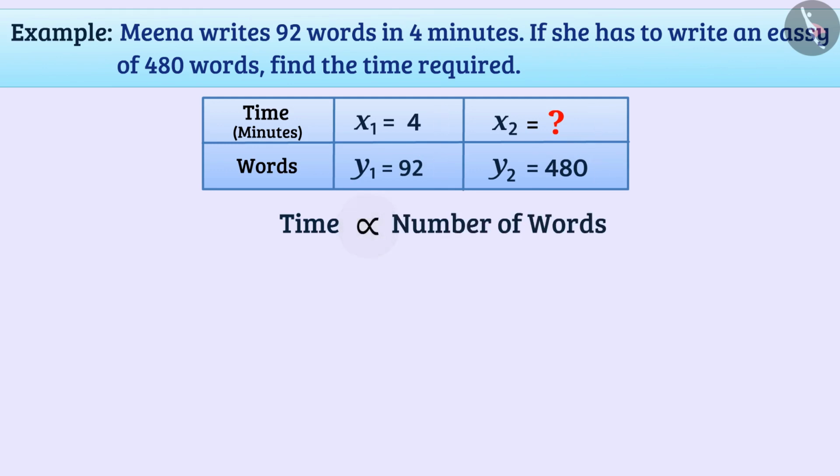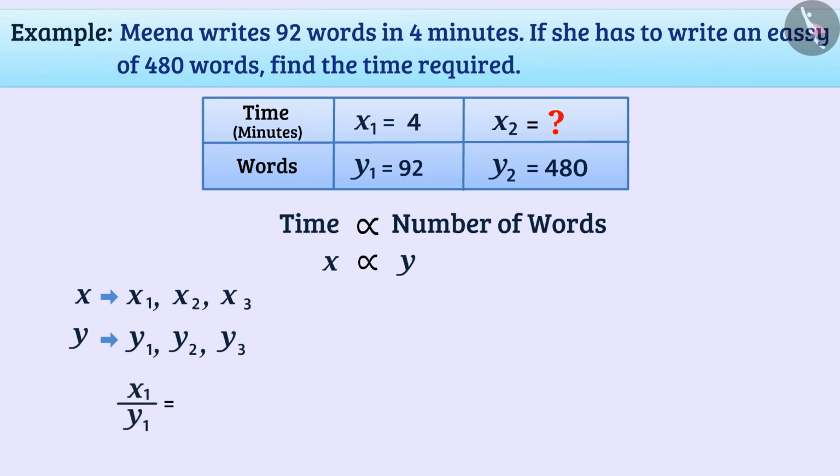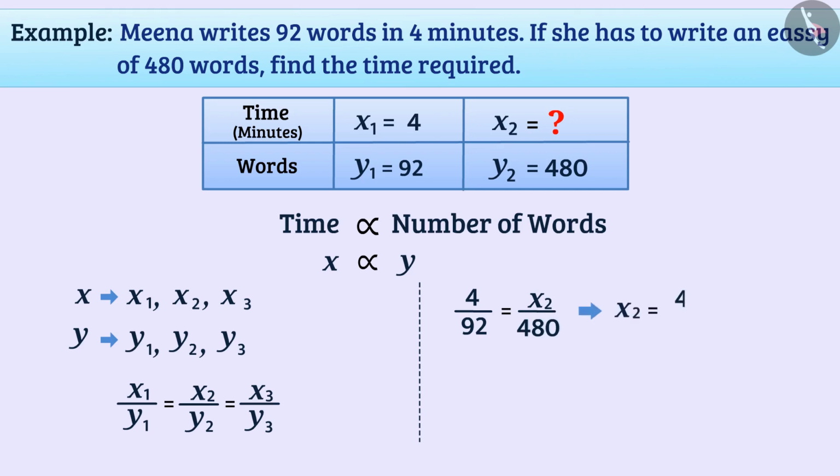In case of direct proportion, if x is directly proportional to y, then for the values of x and corresponding values of y we can write x1 by y1 is equal to x2 by y2 is equal to x3 by y3 and so on. Therefore, we can say that 4 by 92 is equal to x2 by 480, means x2 is equal to 4 by 92 multiplied by 480 minutes, which is equal to 20.86 minutes. Therefore, Meena needs 20.86 minutes to write an essay of 480 words.